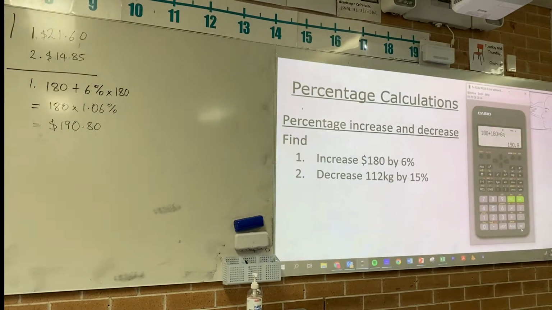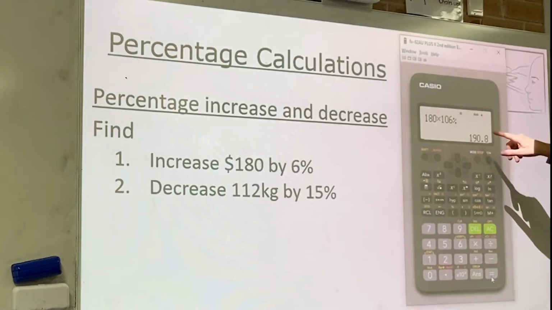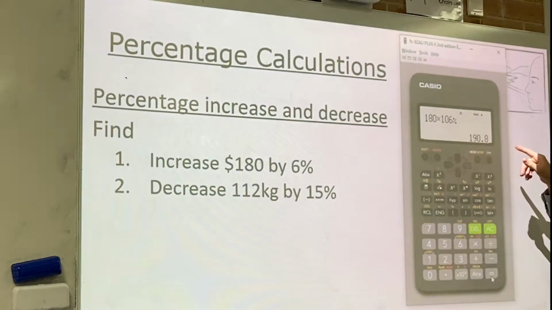But let's do it the other way, just to show you the shortcut method and how it works. So what I said is it's 180 times, well, it's actually 106%. And what do we get? That same answer, $190.80. Okay. That's for increasing.